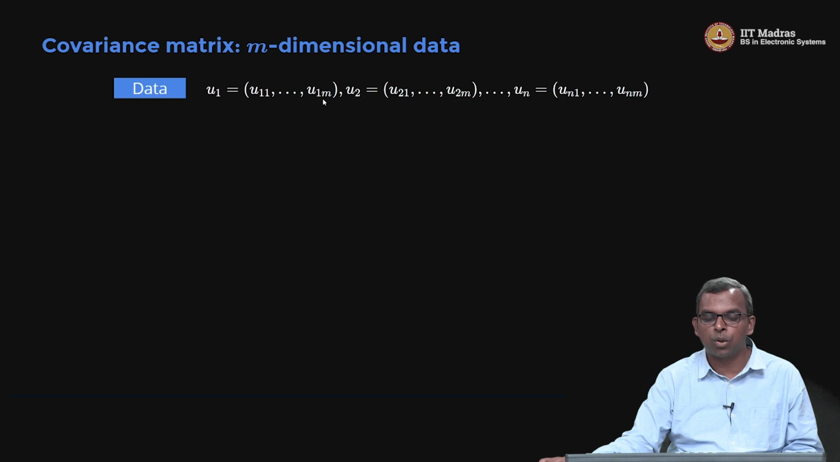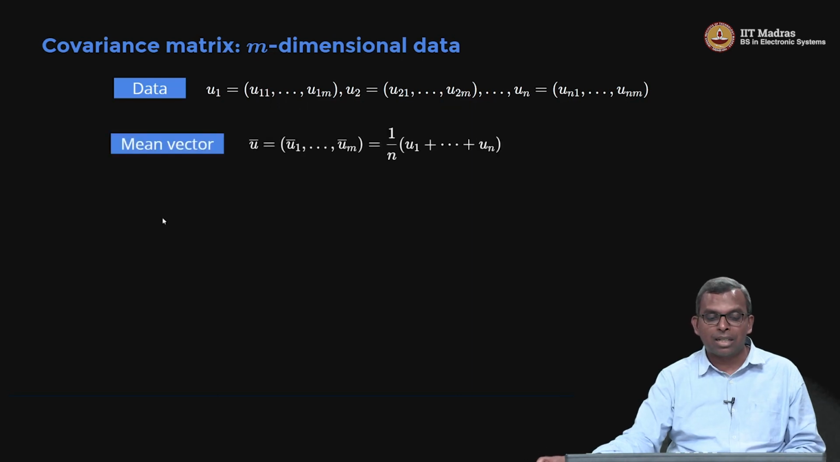So u1 is u11 to u1m, u2 is u21 to u2m, un is un1 to unm. How am I going to define covariances? First I have to define a mean vector. Okay, mean vector I'm going to call u bar, then u bar 1 to u bar m. Each of these, I take each vector, add up all the vectors and divide by n. So I'll get a vector, right? So u1 bar is the mean of u11, u21 all the way to un1. Again, u bar 2 is the mean of the second coordinate, second variable, etc.